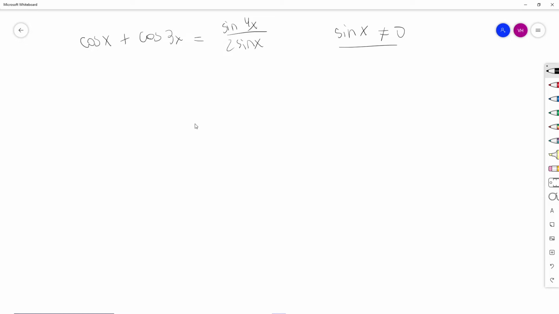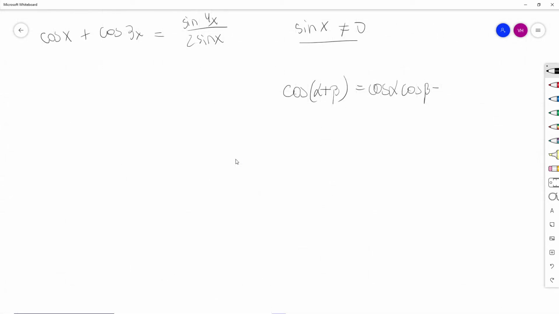Now, in order to approach this, we've got to realize that for cos 3x, there's absolutely nothing that we can do with it. There's no specific rule for 3x. I mean, there are, but none that will be helpful currently. But there is a rule that we do know, which is cosine of alpha plus beta gives us cos alpha cos beta minus sine alpha sine beta.